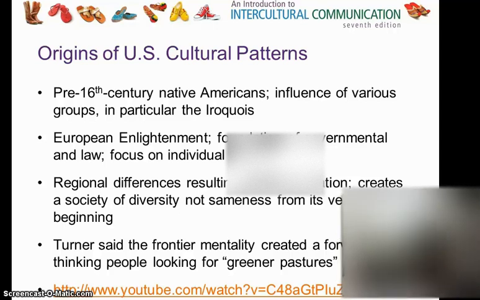So looking at just some history to bring us up to speed, the origins of the U.S. cultural patterns, as you can see: pre-16th century Native Americans, influence of various groups, in particular certain Native American groups, European Enlightenment, foundation of governmental law, government and law focus on individual liberty, regional differences resulting from immigration, creates a society of diversity, not sameness, from its very beginning. And Turner said the frontier mentality created a forward-thinking people looking for greener pastures as people came to the United States. So this is highlights from your book.